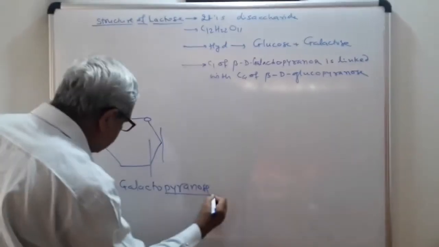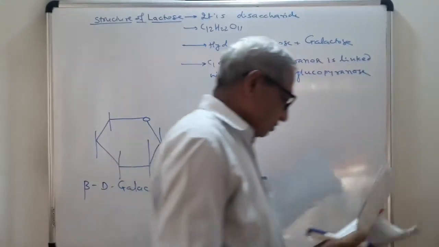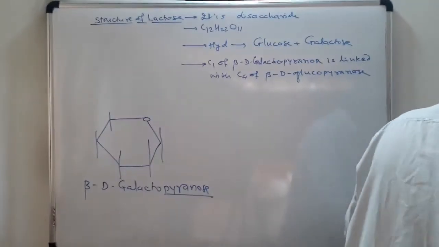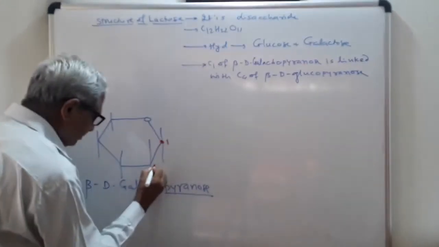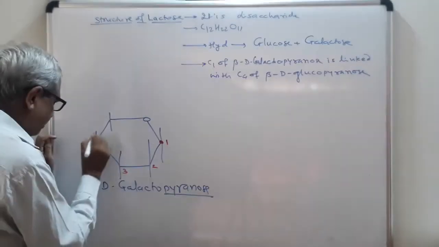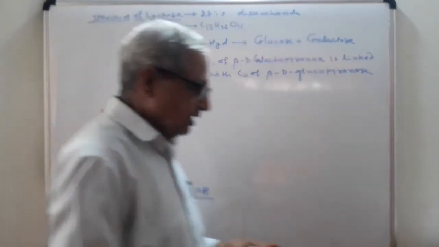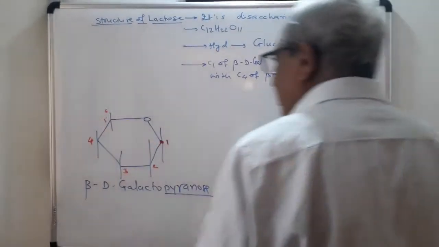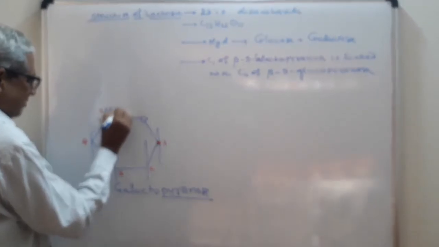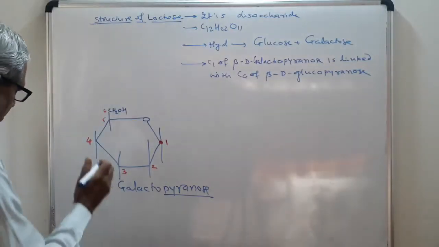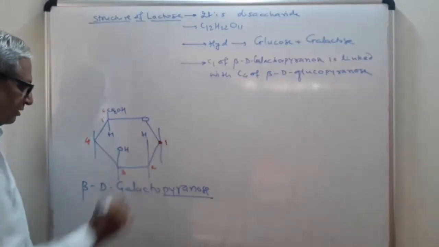Pyranose indicates a 6-member ring containing an oxygen atom. So draw the oxygen atom here. Give the numbering. This is your anomeric carbon. 1, 2, 3, 4, 5, and this is the 6. Then indicate the position of carbon number 6, that is the CH2OH. In this case, the OH group is present inside the ring, therefore the remaining hydrogen atoms must be here.